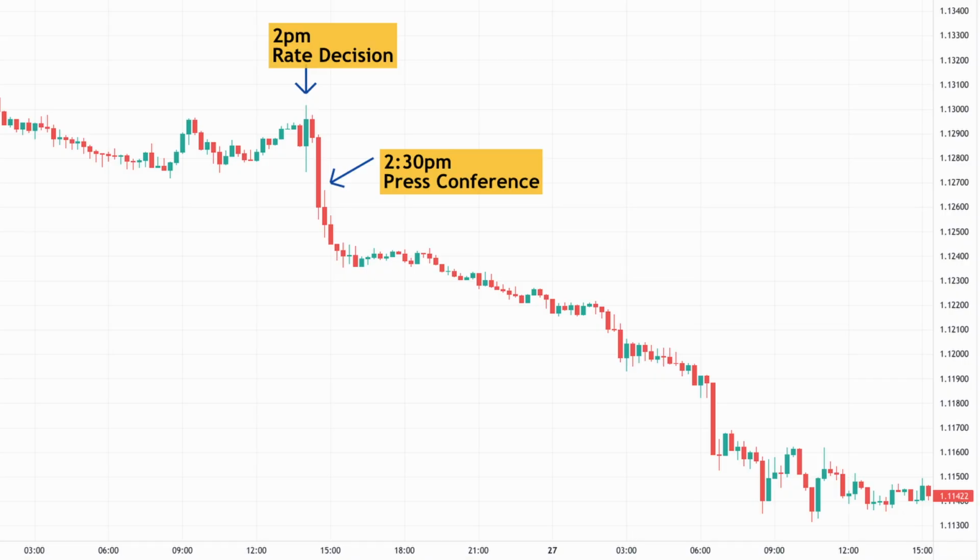Here's what I mean. This chart here of the Eurodollar shows the last FOMC rate decision in January 2022. Eurodollar rallied at 2 p.m. when the rate announcement was made, even though no changes were made. Then at 2:30, when Fed Chairman Powell delivered his press conference, the U.S. dollar strengthened significantly, with Eurodollar erasing all of its gains and turning lower.